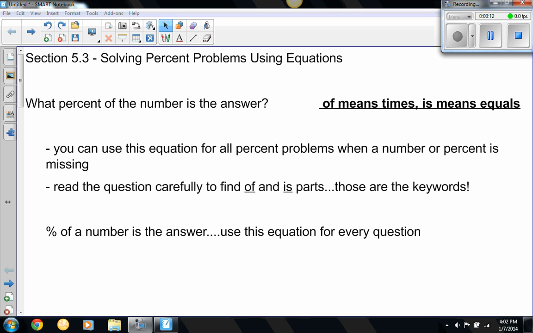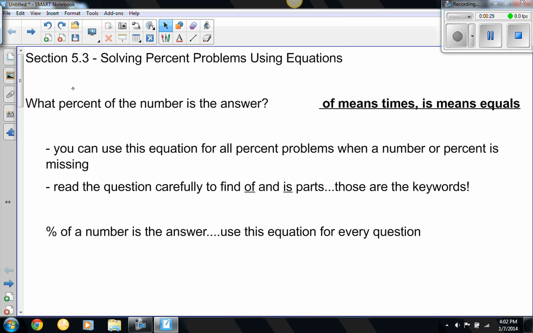Hello, 7th graders. Your new video is on section 5.3 from the book, which is solving percent problems using equations. When we do this, it's going to be a little different than when we solved them using proportions. We have a basic equation that we're going to use, and all of the problems that we do, we're going to put into that same equation.